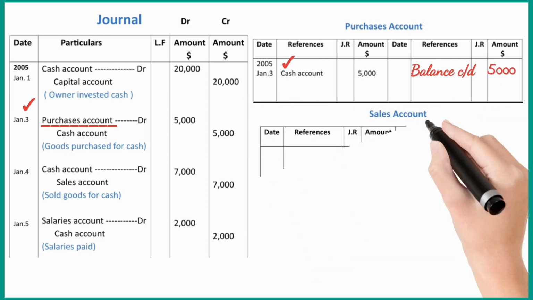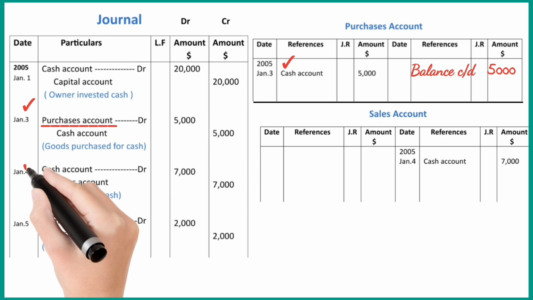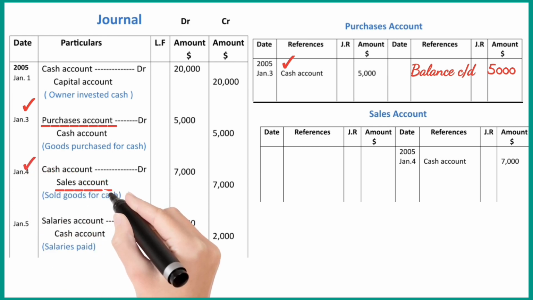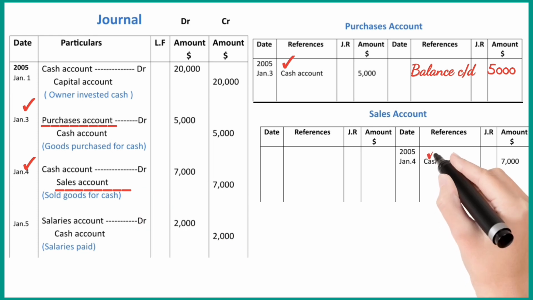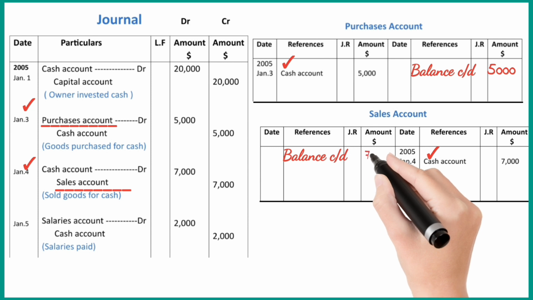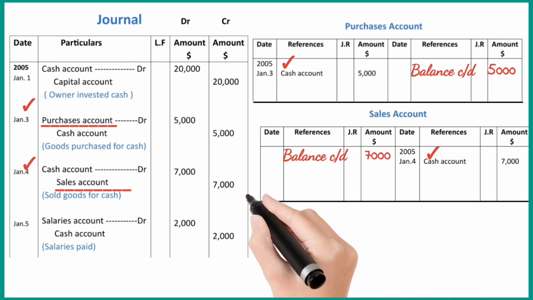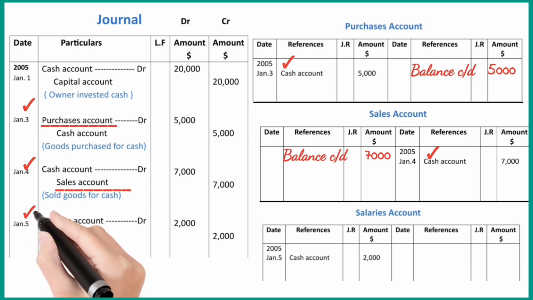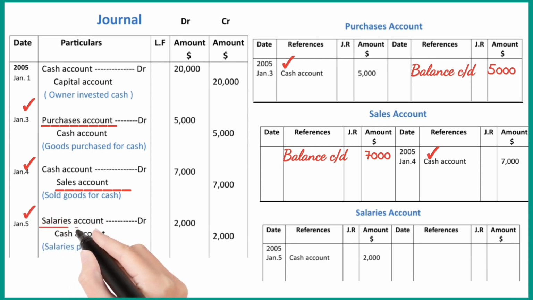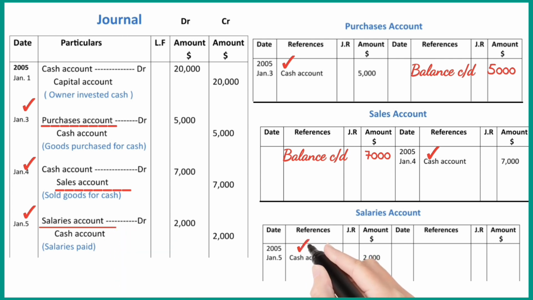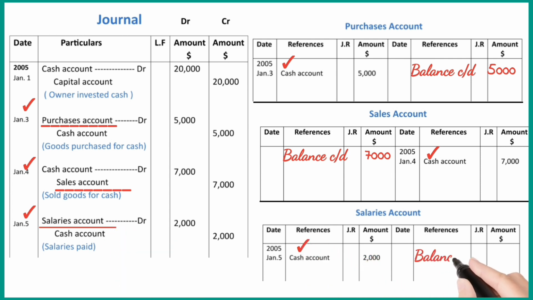The next ledger is the sales account. 2005, January 4, the sales account is credited with reference of cash account and recorded on the credit side of the sales account. The credit balance of the sales account is $7,000. The last ledger is the salaries account. 2005, January 5, the salaries account is debited with reference of cash account and recorded on the debit side of the salaries account. The debit balance of the salaries account is $2,000.